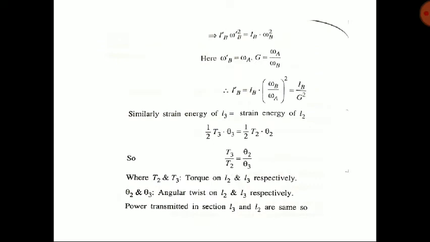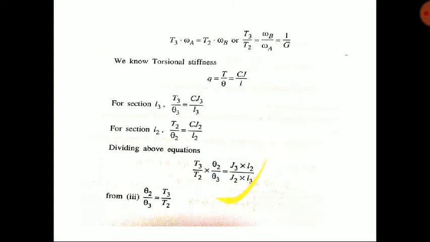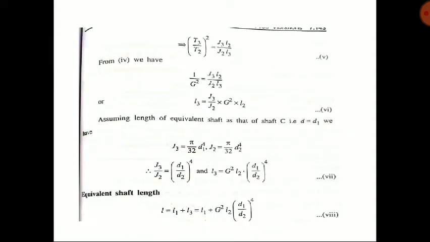So from equation 3, which is the equation 3, the above you are considering, T3 by T2 equal to theta 2 by theta 3. This is the equation: theta 2 by theta 3 equal to T3 by T2. You are getting like this. So if you are substituting T3 by T2 here in place of theta 2 by theta 3, you are getting T3 by T2 square equal to J3 L2 by J2 L3. So what is T3 by T2?